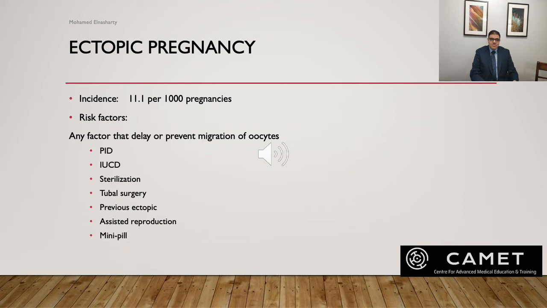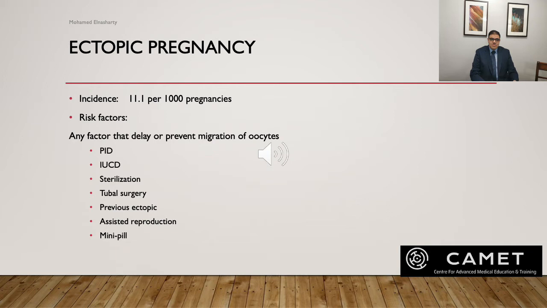Risk factor: any factor that delays or prevents migration of oocytes, like pelvic inflammatory disease. As you know, pelvic inflammatory disease can be complicated by adhesions, and these adhesions will delay the migration of oocytes and accordingly will lead to ectopic pregnancy, as it will lead to implantation of the fertilized ova inside the fallopian tube.